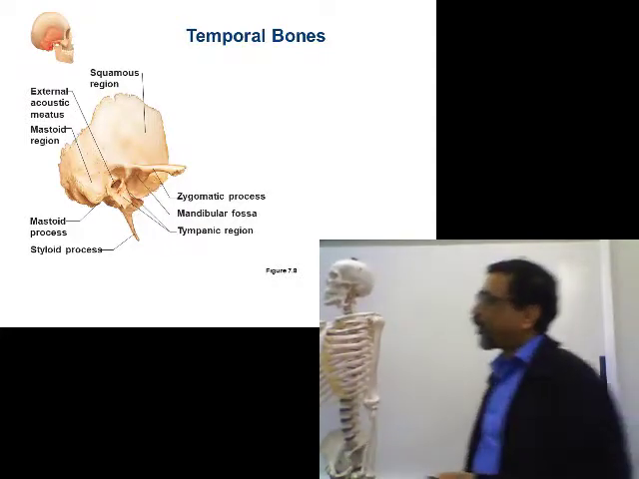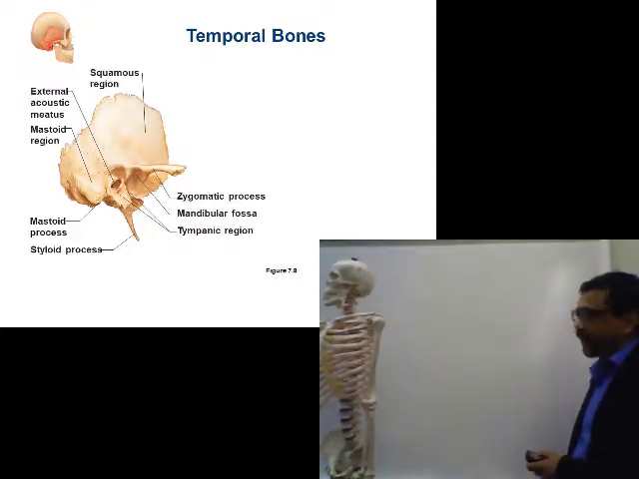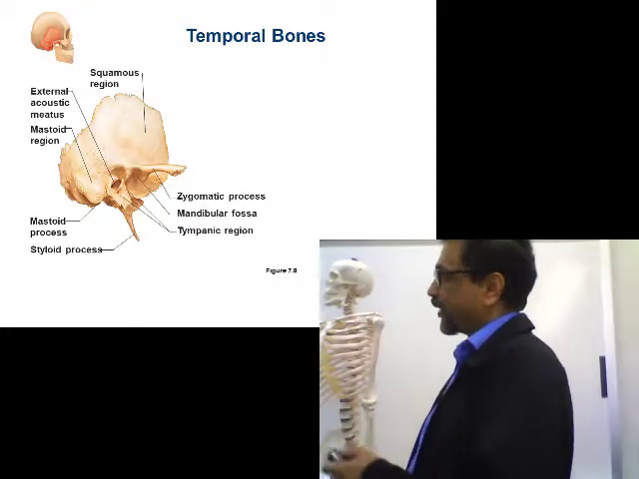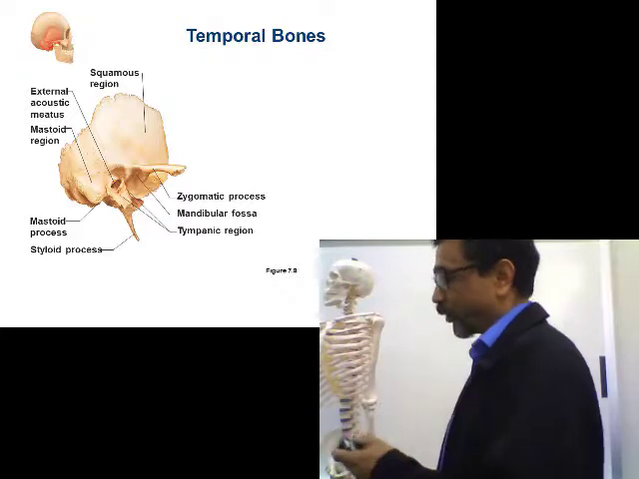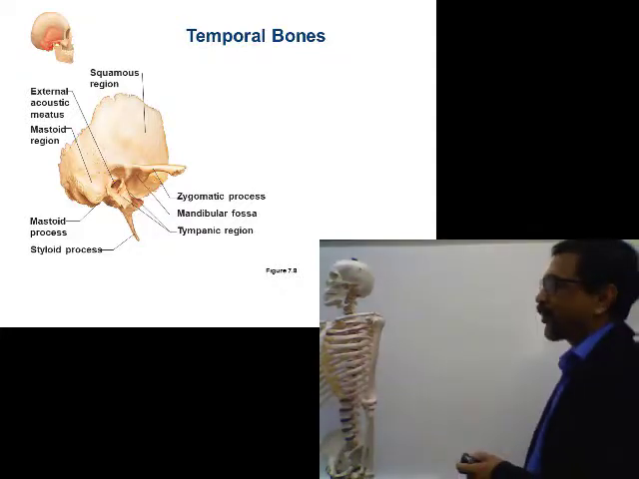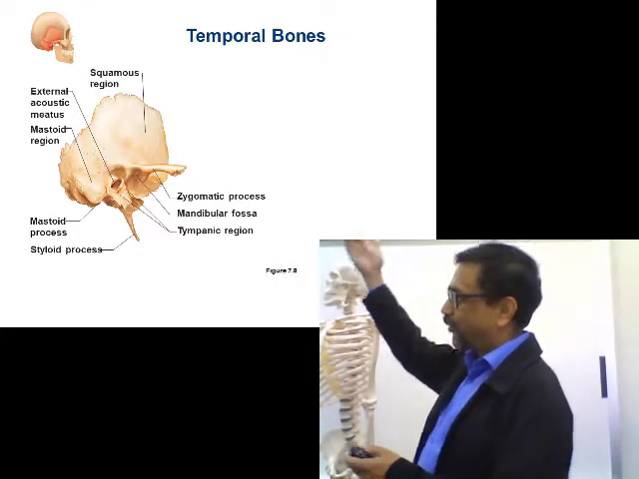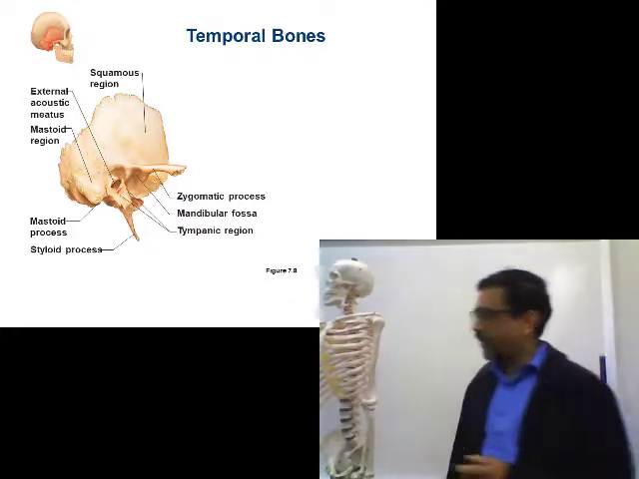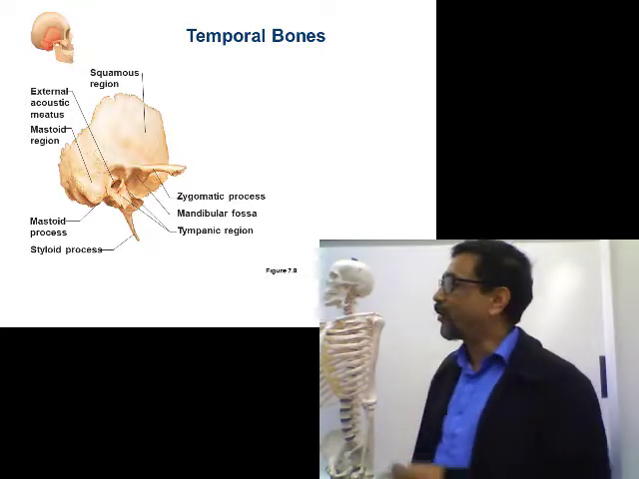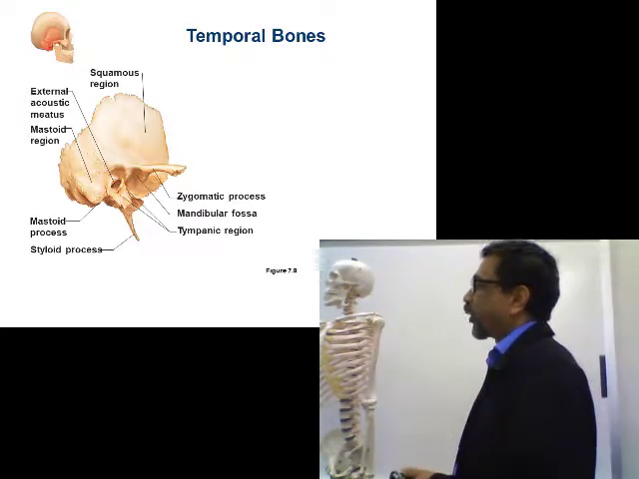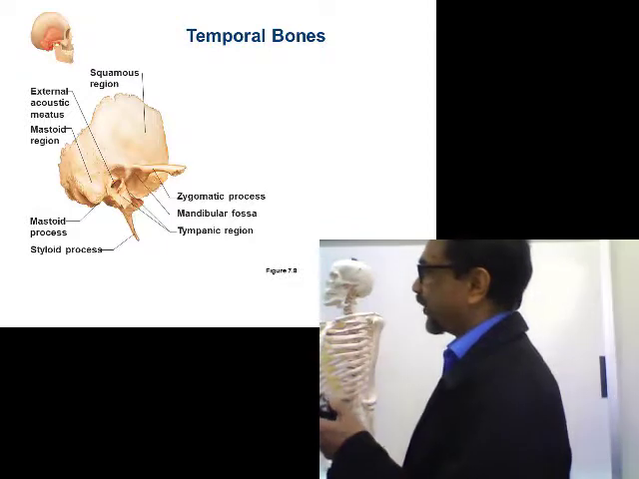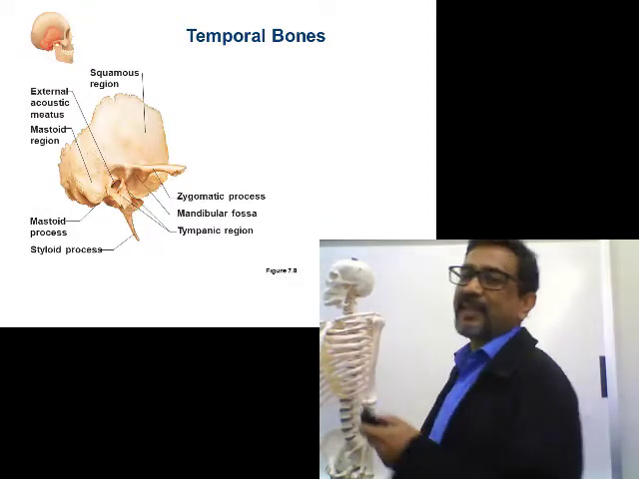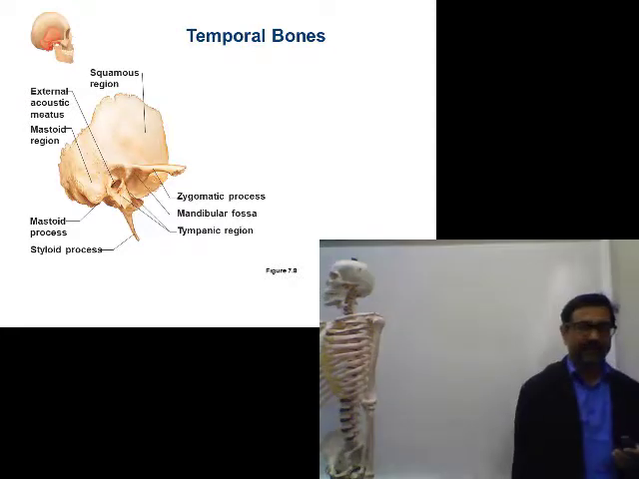flat upper portion, which is just a flat bone in the upper part, and a number of structures in the lower portion. So lower portion is complicated, upper portion is simple. Upper part is simple flat bone, and lower part has a number of structures. So which structures you have there? You see processes. There are three processes: zygomatic process, mastoid process, and styloid process.